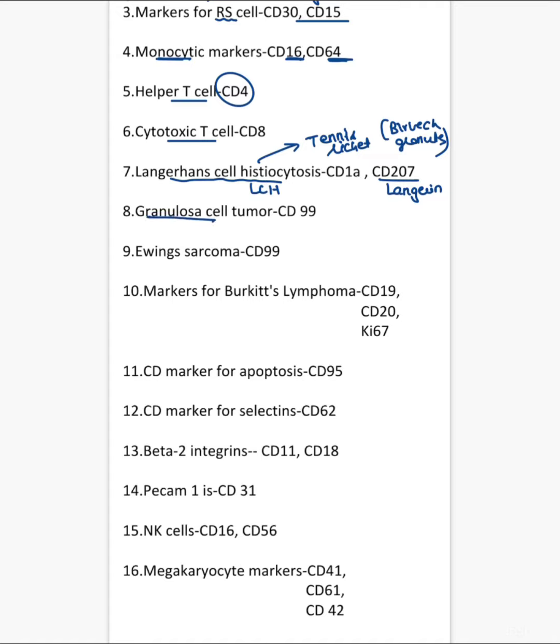Then coming to the granulosa cell tumor, a tumor of the ovary, guys, which shows the presence of coffee bean nuclei in the granulosa. Then Ewing sarcoma, guys. The marker is CD99 or MIC2. If you recall my video on ortho, can you recall what is the location of this Ewing sarcoma? This is a tumor of the diaphysis. This is a small round blue cell tumor, this Ewing sarcoma.